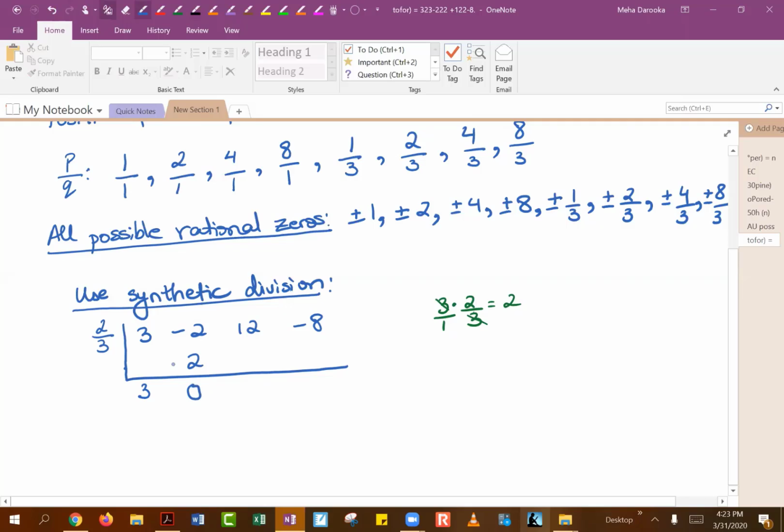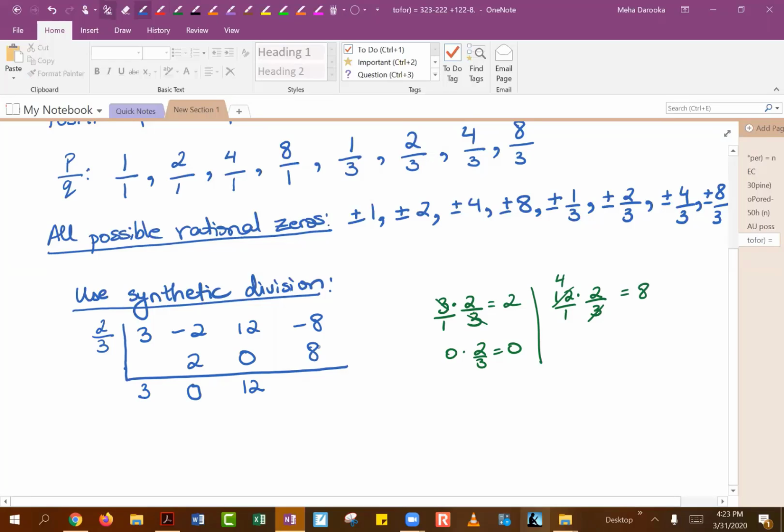0 multiplied by anything is 0. So you know 0 times 2/3 will become 0. So this guy will be 0. 12 plus 0 is 12. Then we are going to multiply 12 times 2/3. Again, if you want, you can write it over 1. Now again, you can multiply 12 times 2 and then divide by 3, or you can see that 3 goes into 12 4 times, and you can do 4 times 2, which will give you 8.